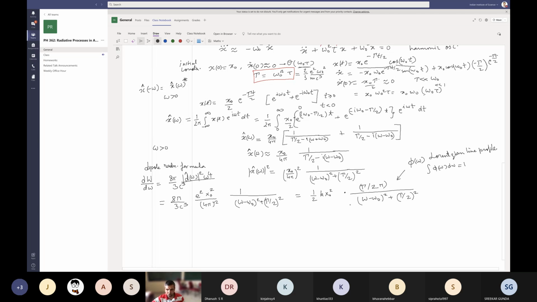Okay, so what does it mean? And what about this k x naught squared? If we compare this expression and that expression, we can read off what k should be. For a harmonic oscillator, k equals m omega naught squared.